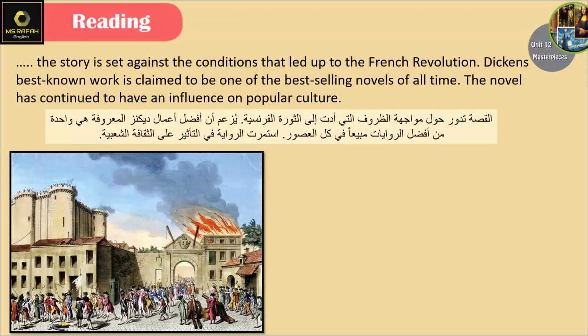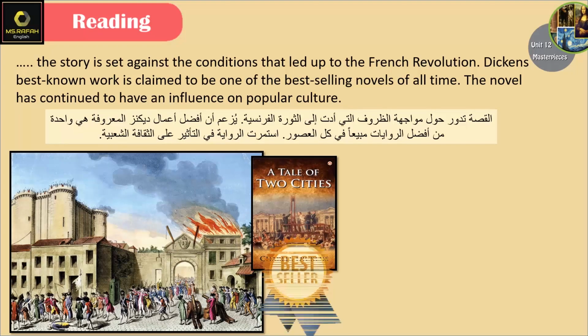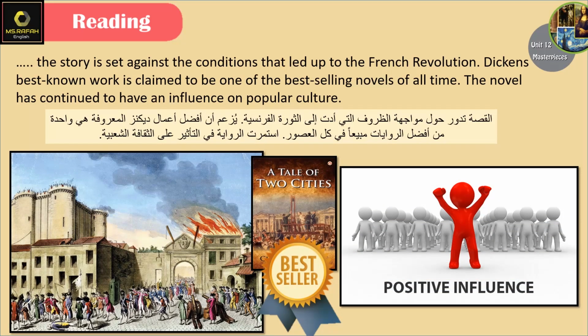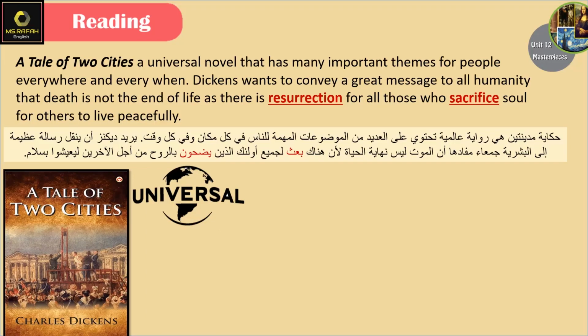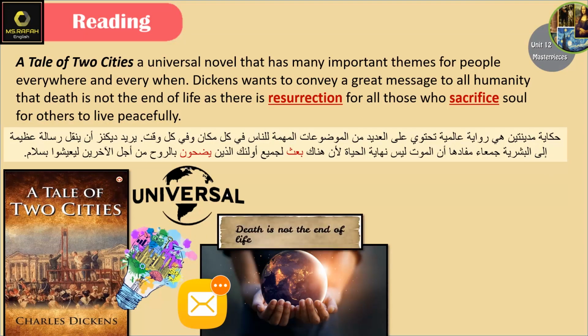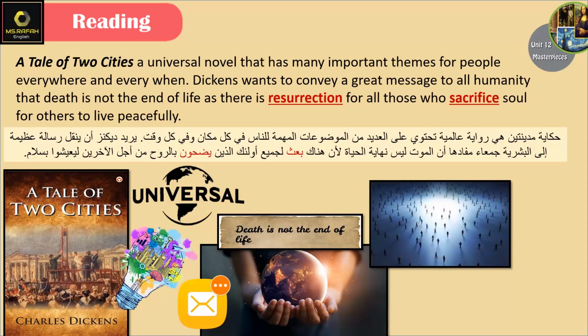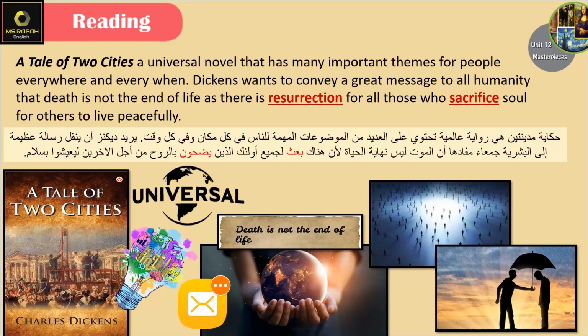The story is set against the conditions that led up to the French Revolution. Dickens' best-known work is acclaimed to be one of the best-selling novels of all time. The novel has continued to have an influence on popular culture. A Tale of Two Cities is a universal novel that has many important themes for people everywhere and everywhen. Dickens wants to convey a great message to all humanity, that death is not the end of life, as there is resurrection for all those who sacrifice soul for others to live peacefully.